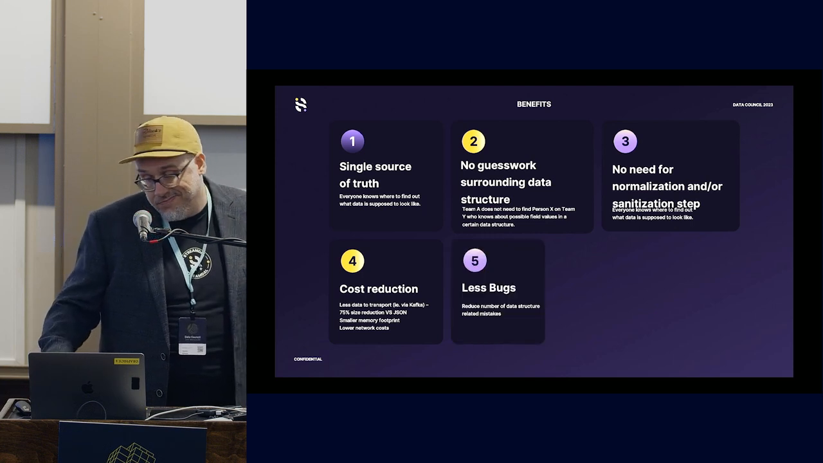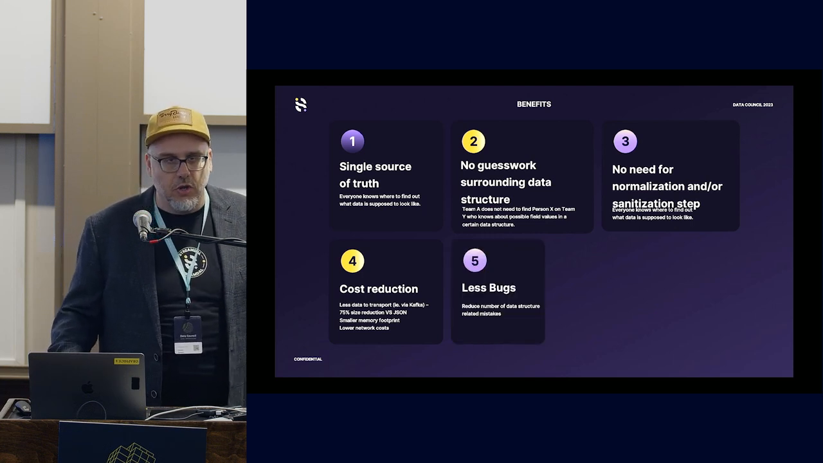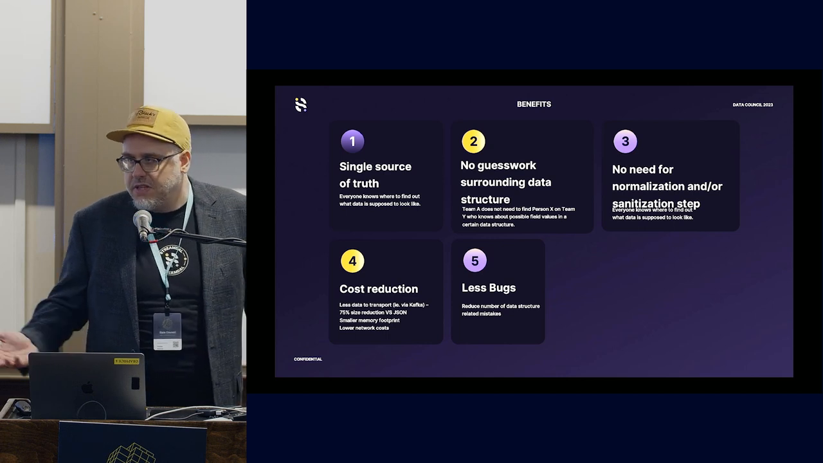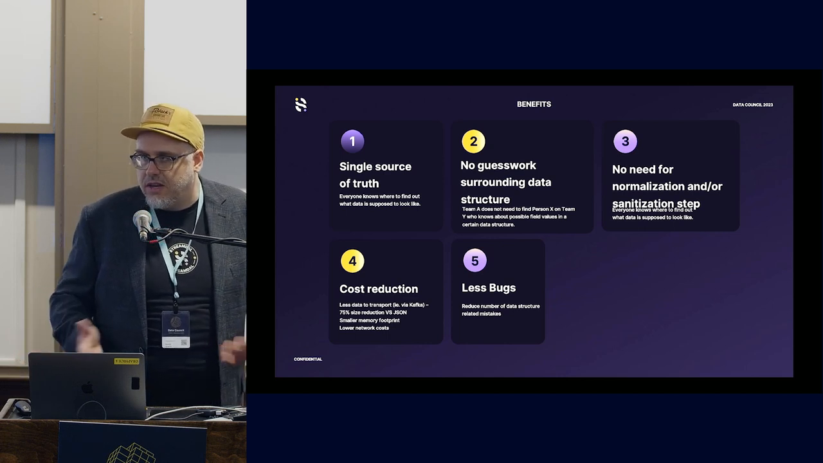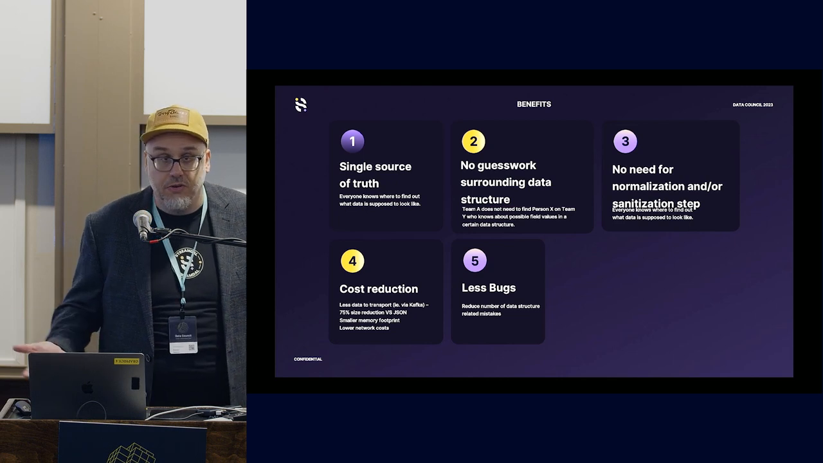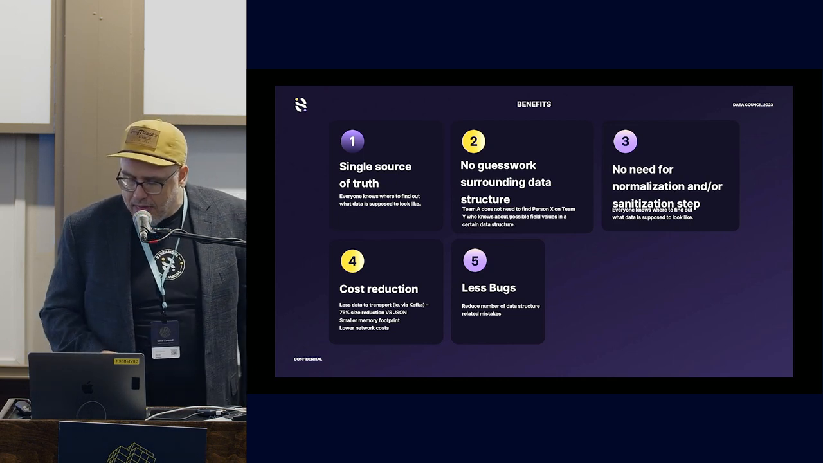So there's going to be fewer bugs. I mean, that's kind of obvious, because you know what to fill out. You cannot fill out something that's not there. It's literally, you can't even specify it. Your code is not going to compile, that sort of thing.